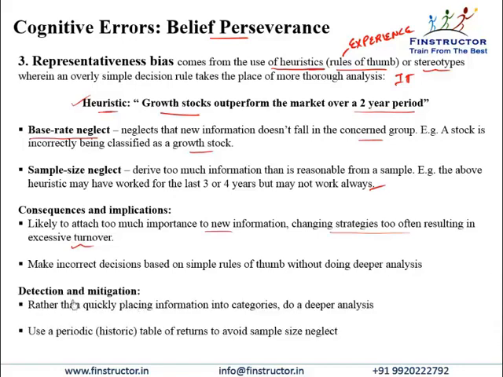To detect and mitigate this bias, we will address both the problems. To avoid base rate neglect, rather than quickly placing information into categories, do a deeper analysis and then decide whether a stock is a growth stock or a value stock. To avoid the sample size neglect, use a periodic table of returns. That is, not just 2 or 4 years, use 10 years, 20 years of returns to understand whether your heuristic actually has always worked or not.